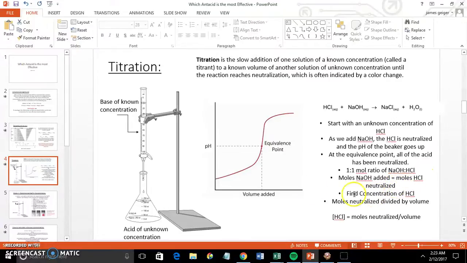So how do we find the concentration of this that we don't know? Well, we know the moles that are neutralized, because we know the moles of NaOH we added. Moles neutralized divided by whatever volume we had down here. So HCl concentration is the moles neutralized divided by the volume. Super simple.